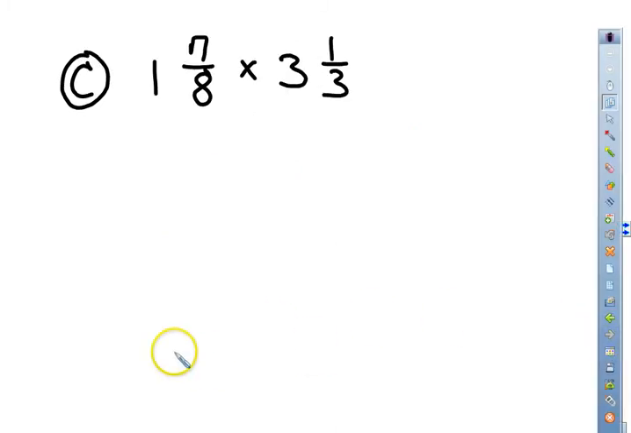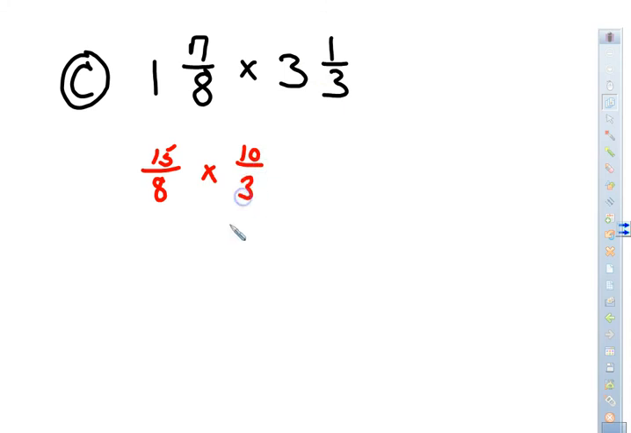So let's look at our next. And we have 2 mixed numbers. So go ahead and hit pause and solve. So we have 1 times 8, which is 8, plus 7 more, which is 15, over the 8 as the denominator, times 3 times 3, which is 9, plus 1 more is 10, over 3.